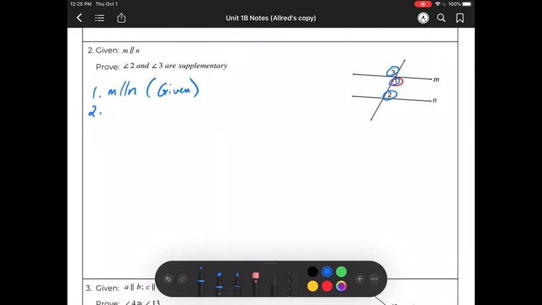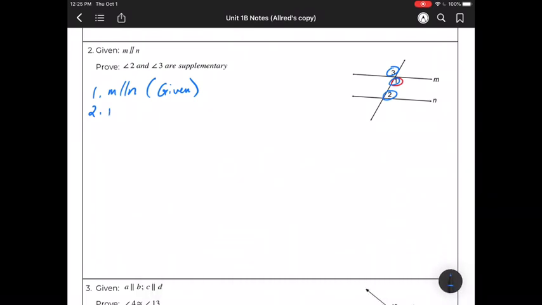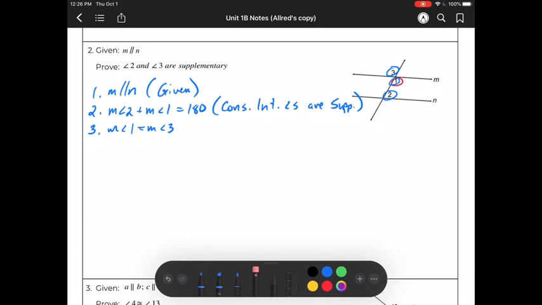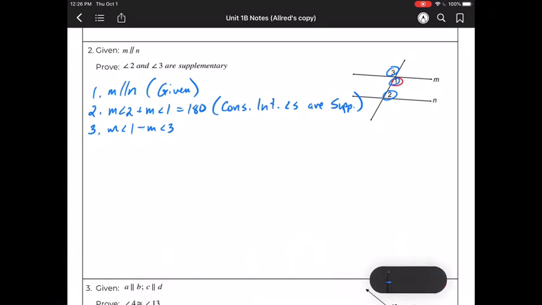So the first thing we're going to do is say that the measure of angle 2 plus the measure of angle 1 equals 180 because consecutive interior angles are supplementary, but also the measure of angle 1 equals the measure of angle 3, because they're vertical angles. Vertical angles are congruent.